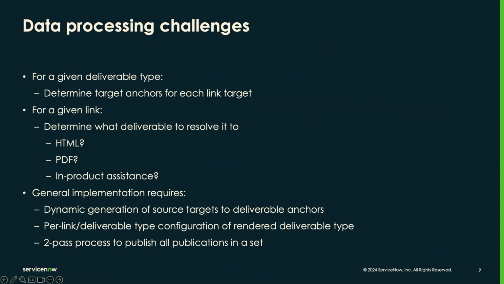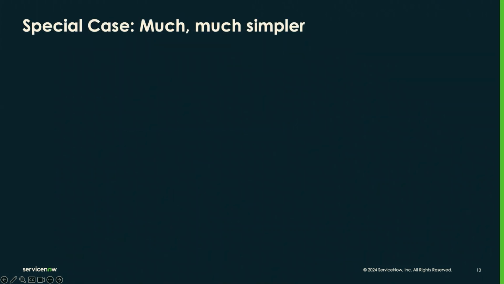And it requires a two-pass process because I have to process all the publications in my publication set to determine what the targets are. Having determined what the targets are, I need to republish all the publications in my publication set to now reflect those targets, right? So there's some complexity there. And for all of those reasons, there's probably never going to be a general solution unless somebody comes up with a whole lot of money, right?